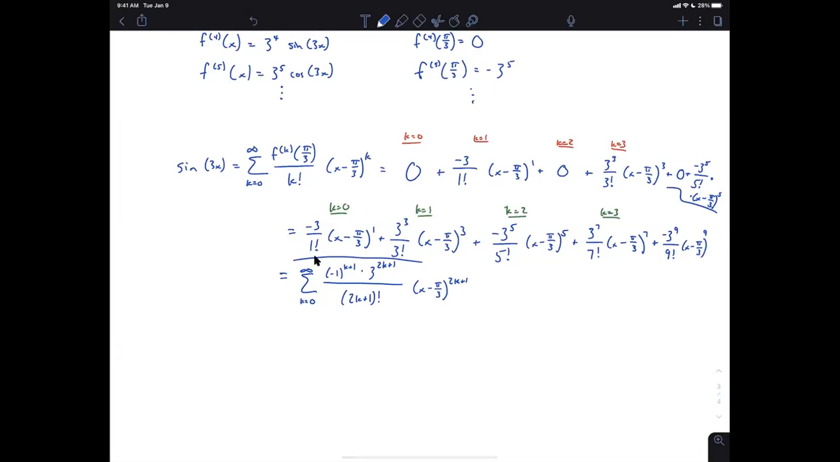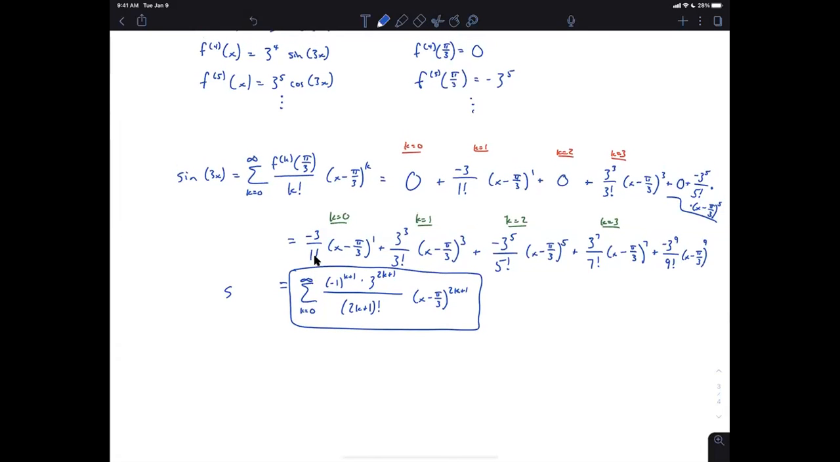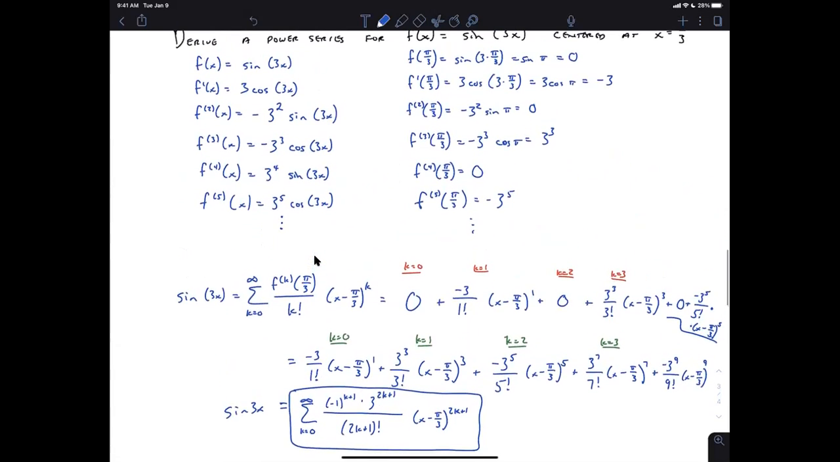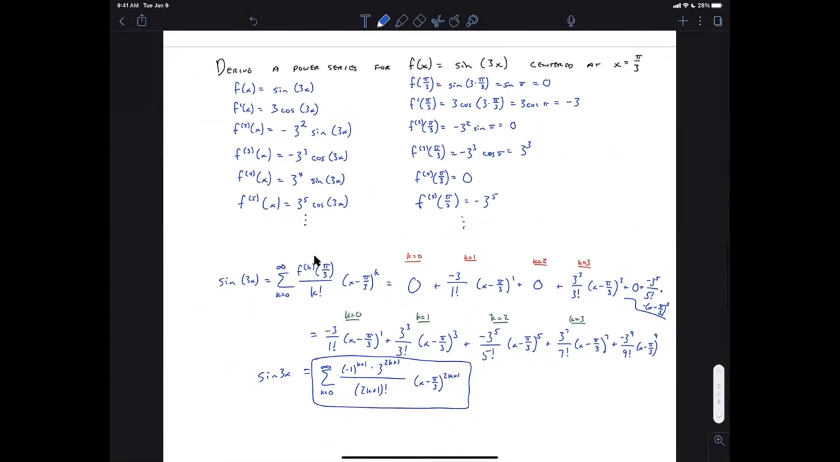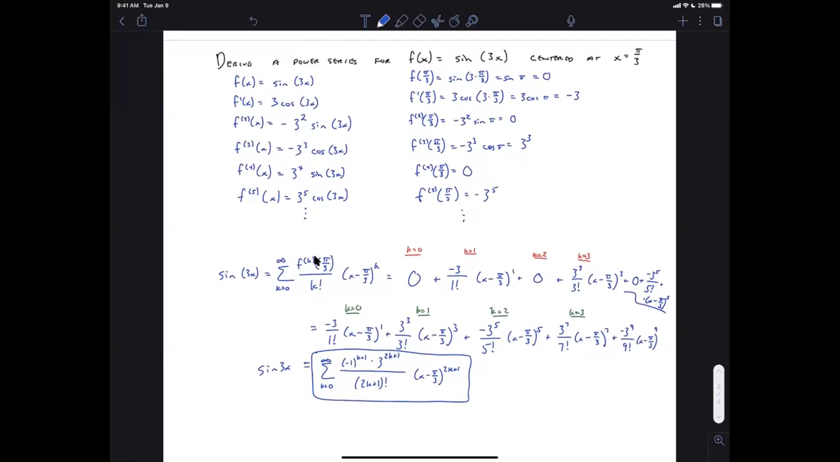And so this is the Taylor series or the power series centered at pi over 3 for sine of 3x. So we got the sine of 3x is equal to that. And again, because of time, I didn't want to do the interval and radius of convergence, but these would be negative infinity to infinity for the interval. And the radius of convergence then is infinity. And you would get that using the ratio test, but we've not shown that part.